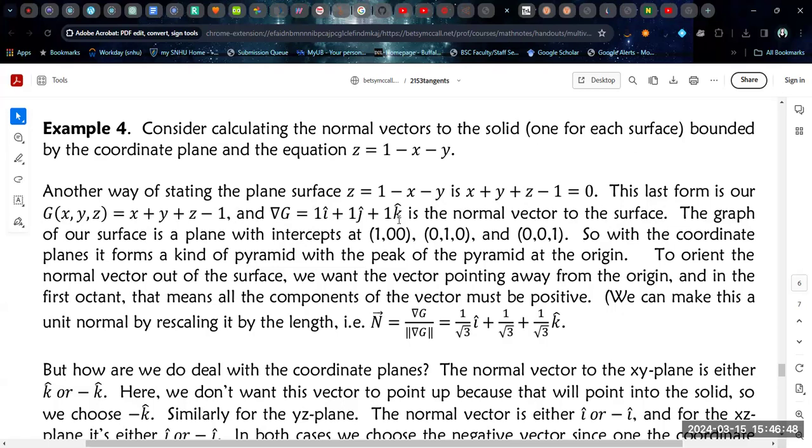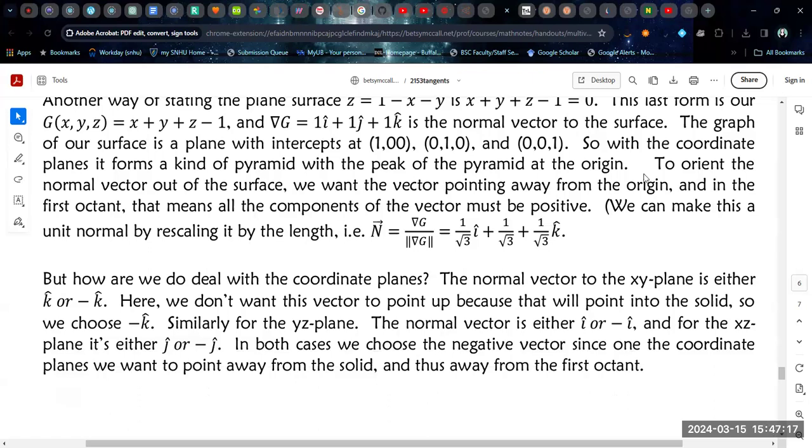This is z pointing upward. So this is away from the coordinate planes, and so it's outward from the region. The graph of our surface is a plane with intercepts (1, 0, 0), (0, 1, 0), and (0, 0, 1). So the coordinate planes form a kind of pyramid with the peak of the pyramid at the origin.